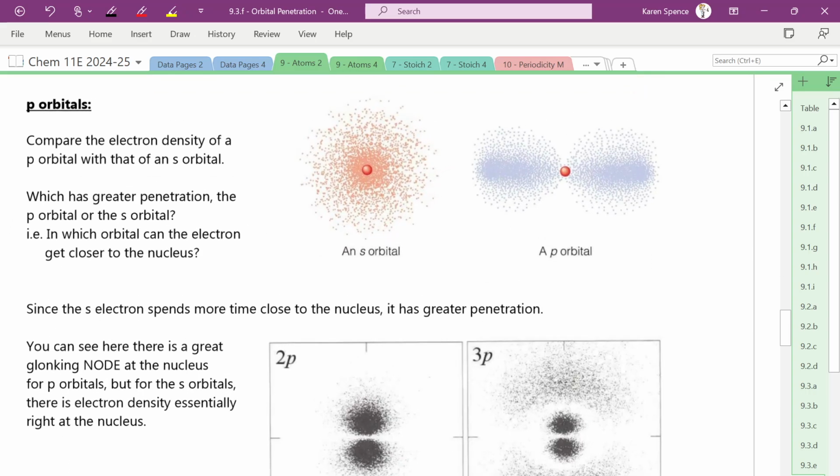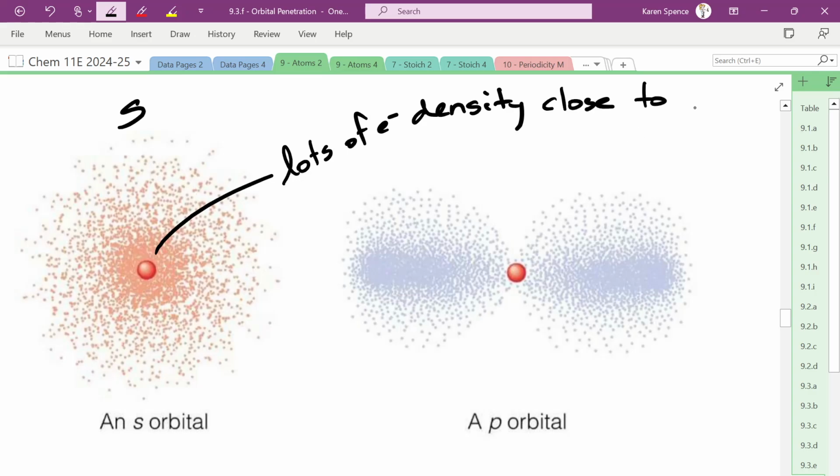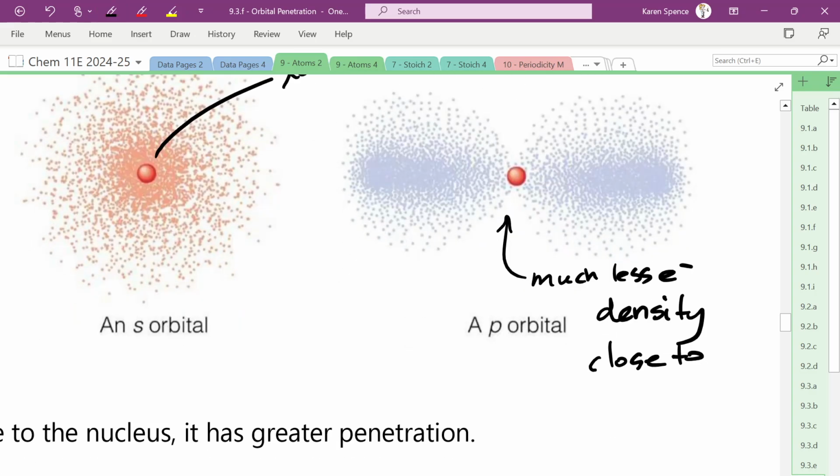Now our p orbitals, we were talking about this before. The s has lots of density close to the nucleus. The p orbital has much less electron density close to the nucleus. So who has greater nuclear penetration? The 1s. Yeah?